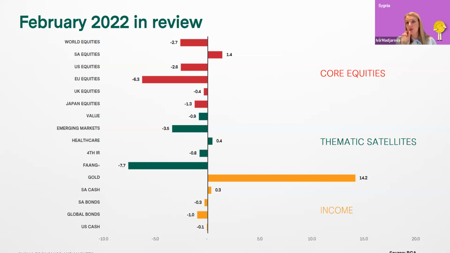South African cash, also slightly positive return, and then you can see some of the other asset classes returning slightly negative. Although these are safe haven assets, not all actually protect capital 100%, but we can see that they're also less negative than your equities, for example. So this is really what happened in February.